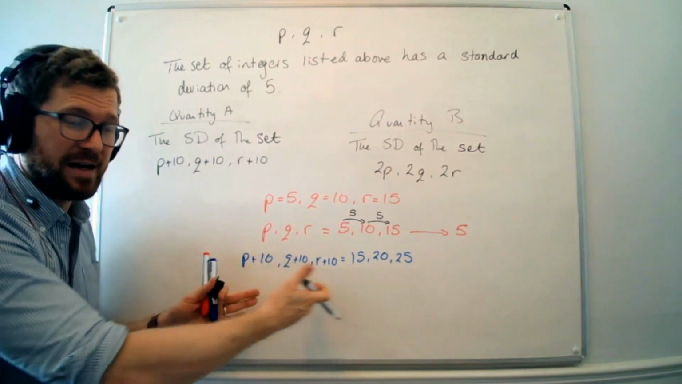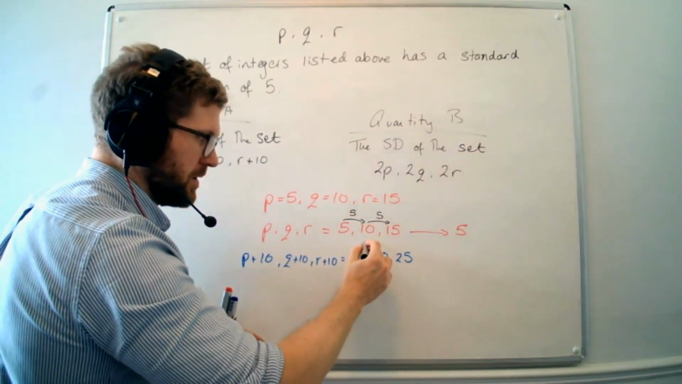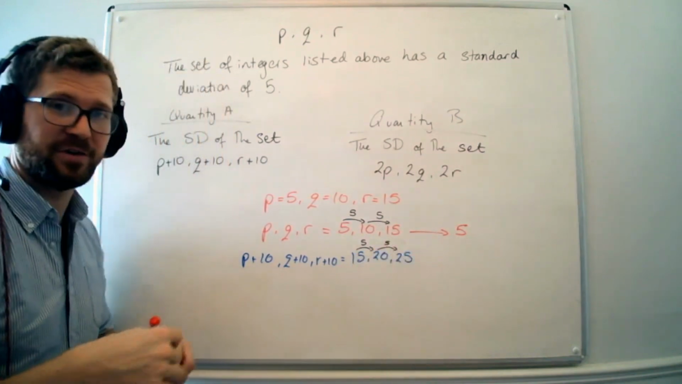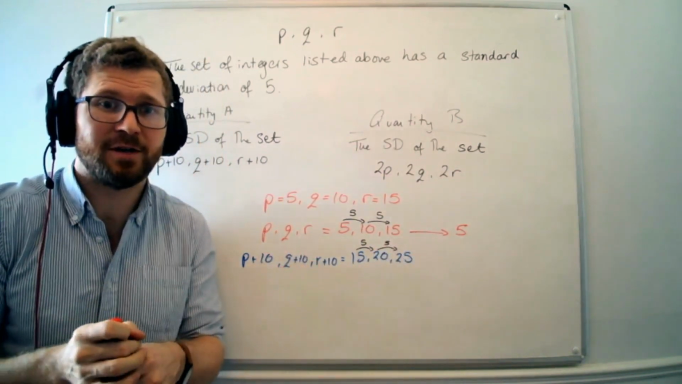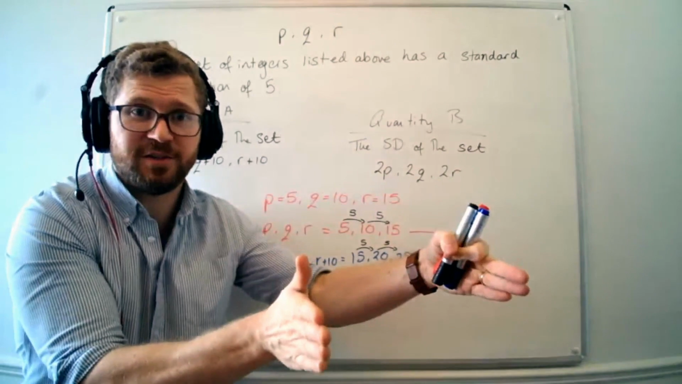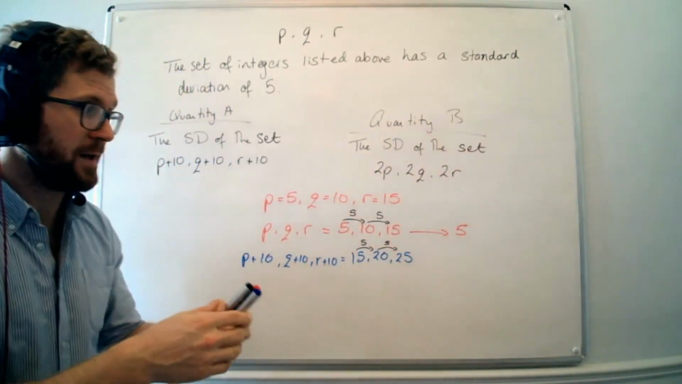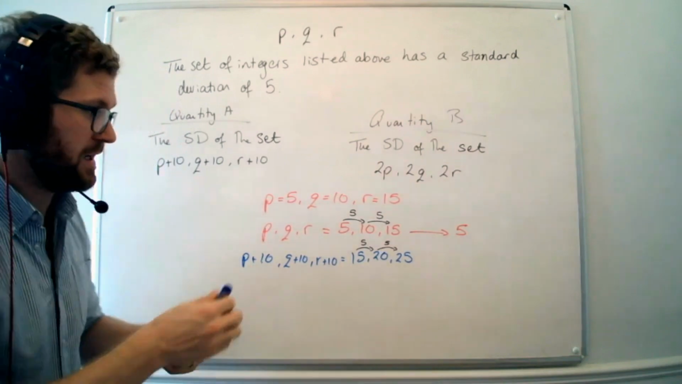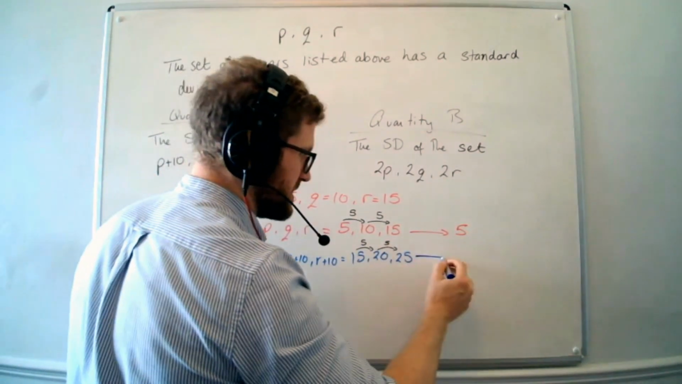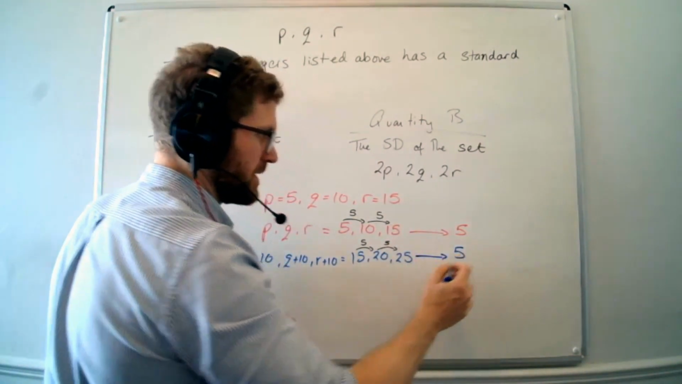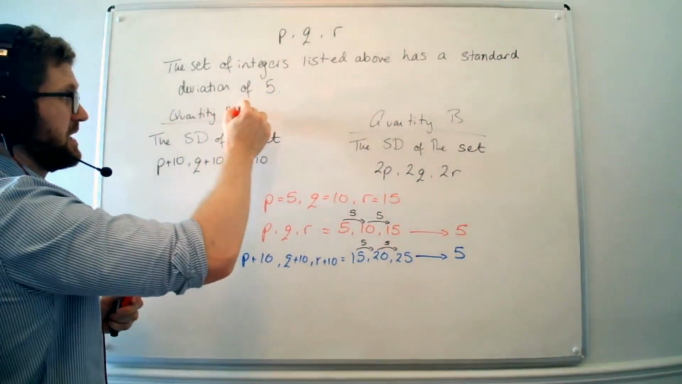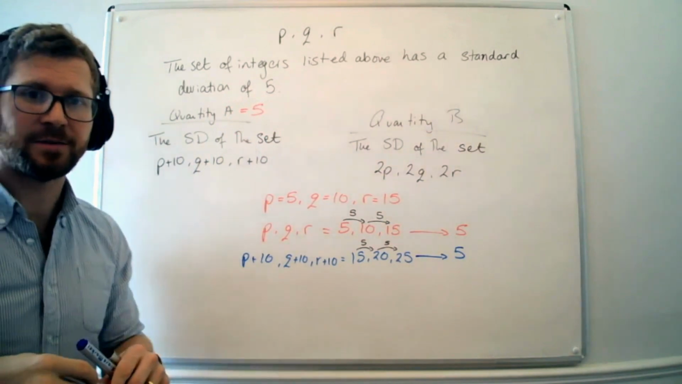Come down here, I've added 10 to each thing. Well, 15 to 20 still has a gap of 5. 20 to 25 still has a gap of 5. I haven't changed how spread out the numbers are. I've just taken them all and shifted them up by 10. And so I haven't changed how spread out they are, so I haven't changed the standard deviation. The standard deviation of P plus 10, Q plus 10, R plus 10 is the same as the original. It's still 5. And so we can say quantity A is going to be equal to 5.